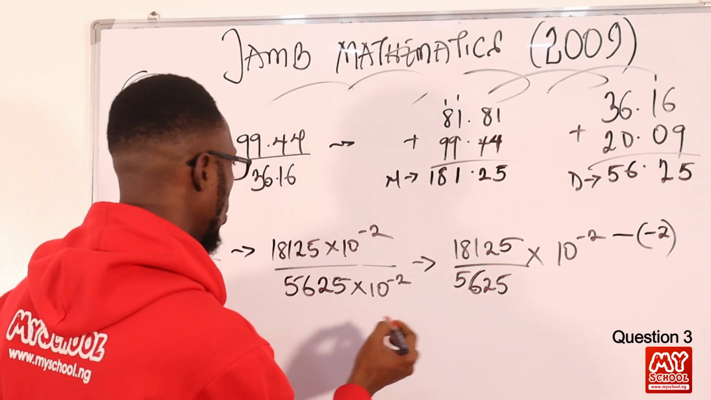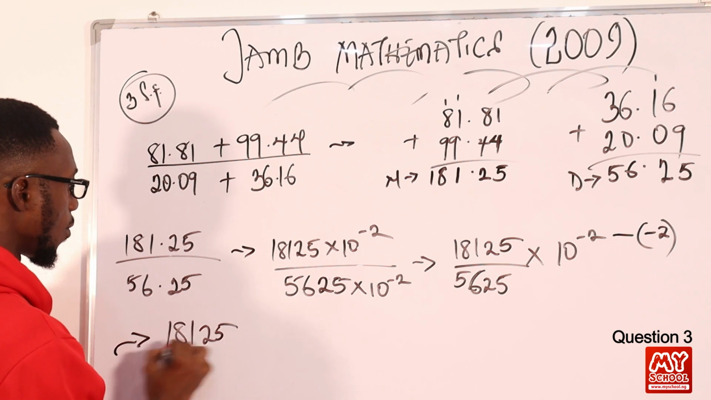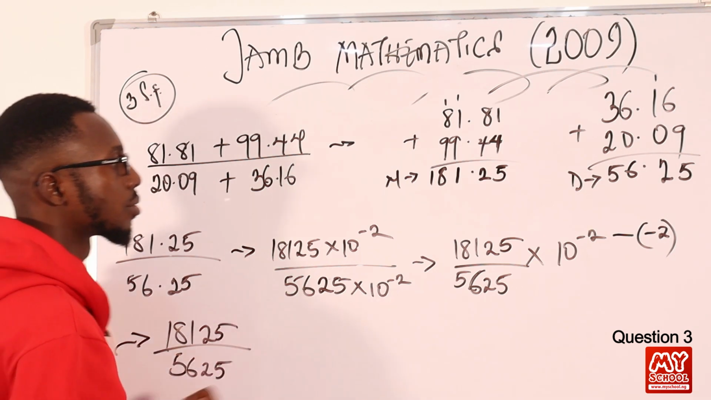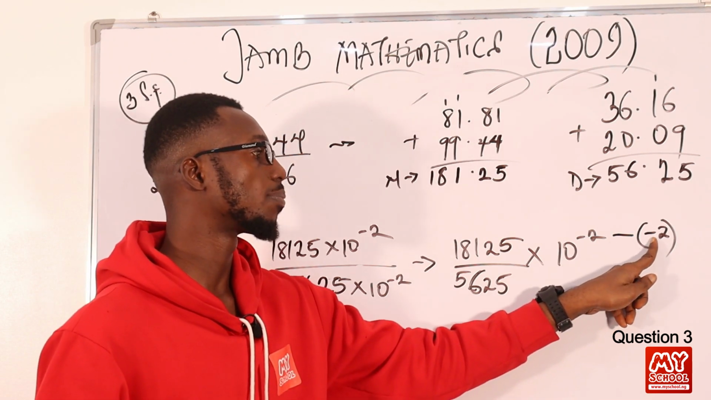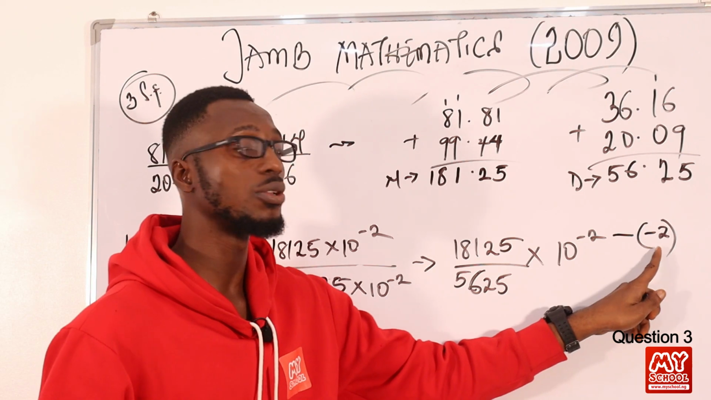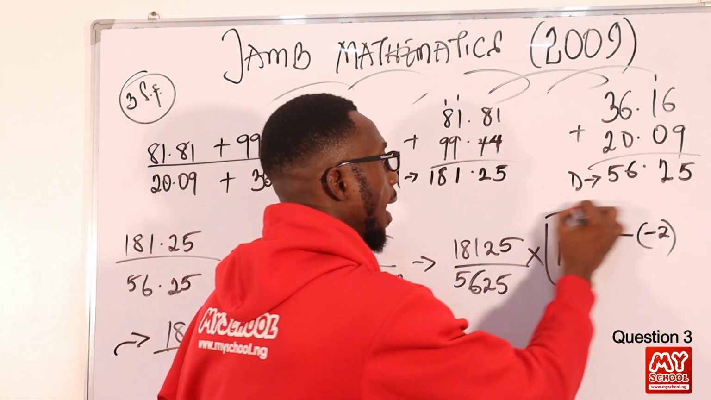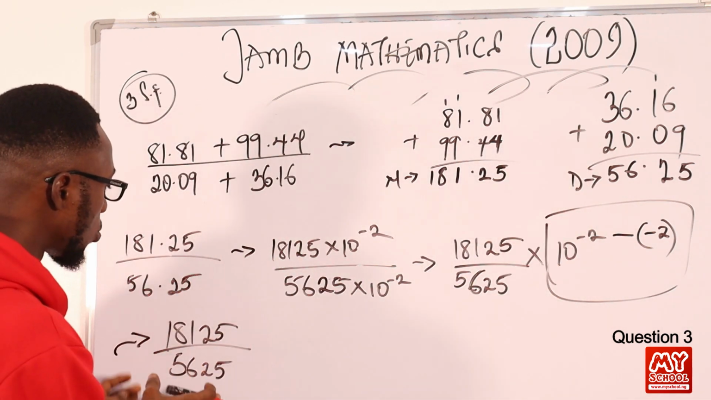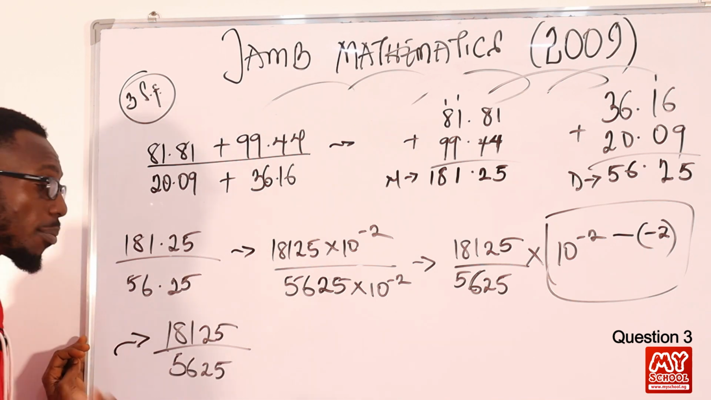So if I go on, I should have 18125 over 5625, right? Then I have minus 2, minus times minus, that is plus. So I have plus 2. So minus 2 plus 2, that is 0. So 10 raised to power 0, that is 1. So this part is gone. Okay, so let's work with this. I can tell that 25 can pull through here because you can see it ends with 25. So I'm confident about that.